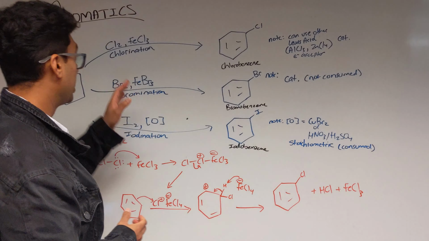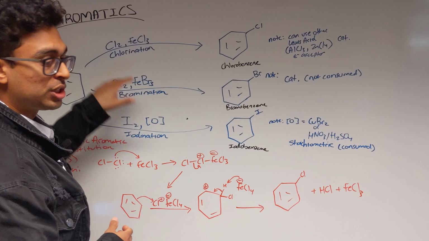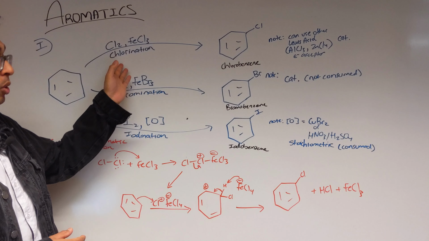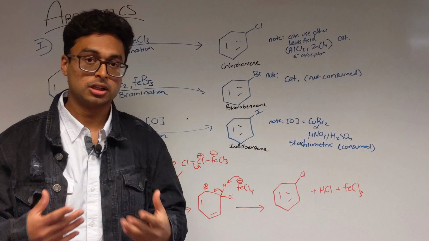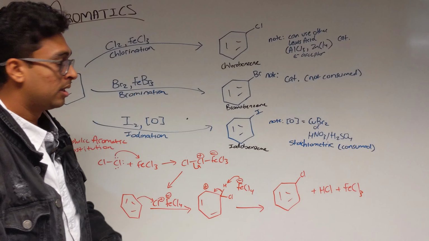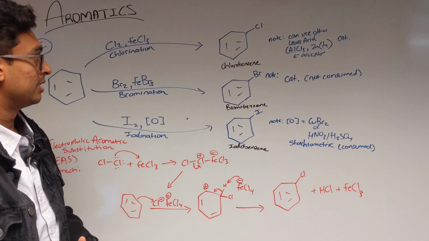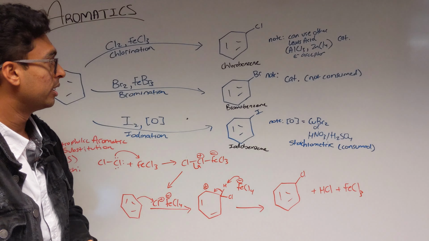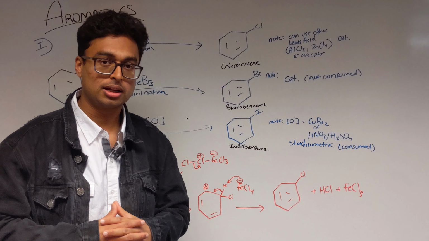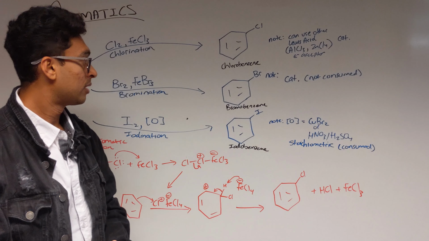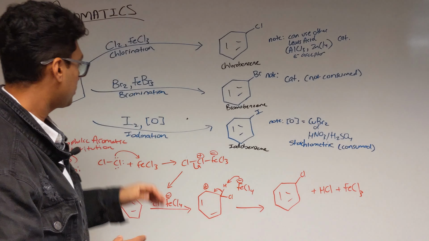We're going to start with chlorination. The conditions required for that are chlorine gas and iron chloride. Chlorine gas is toxic and can kill you. To generate chlorobenzene, iron chloride is a Lewis acid. You can also use other Lewis acids such as aluminum chloride and zinc chloride. Lewis acids are electron acceptors, which means they are deficient in electrons, and they need those electrons.